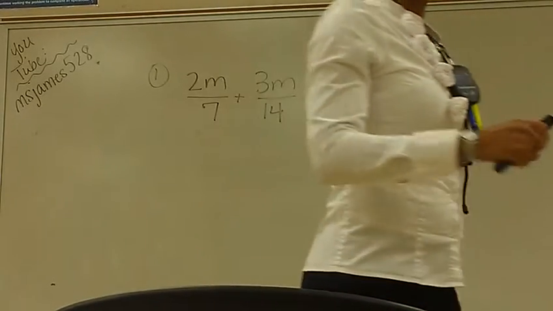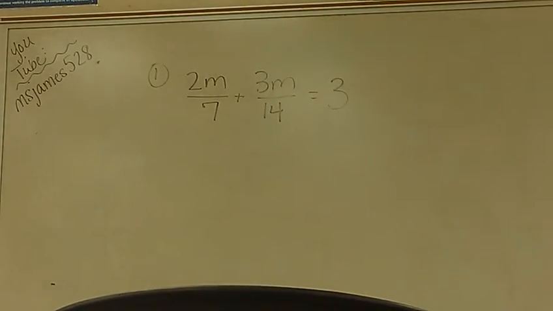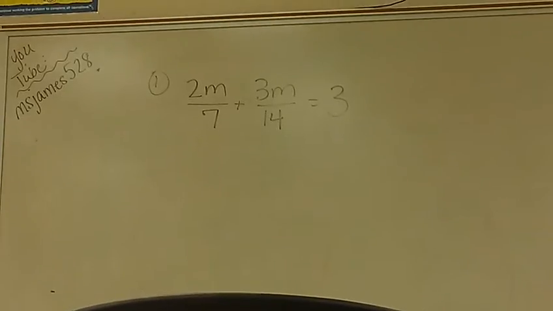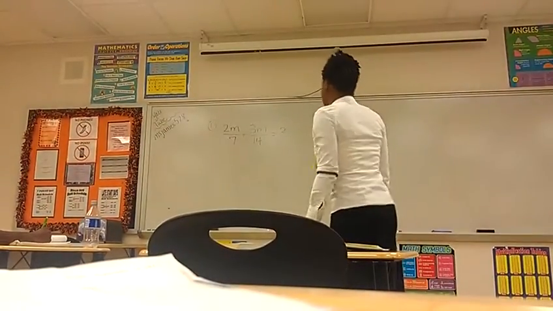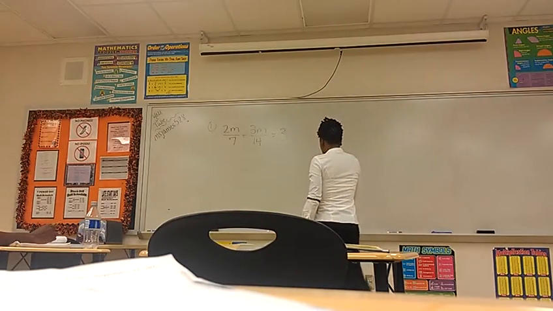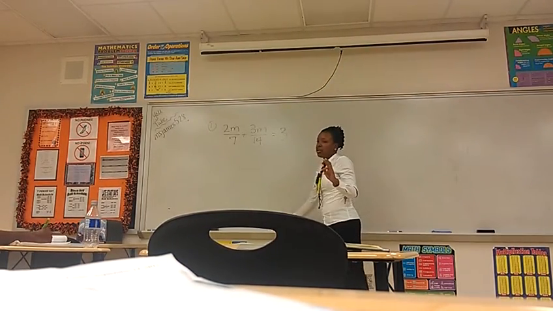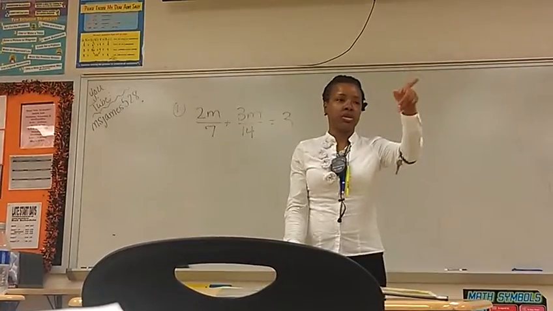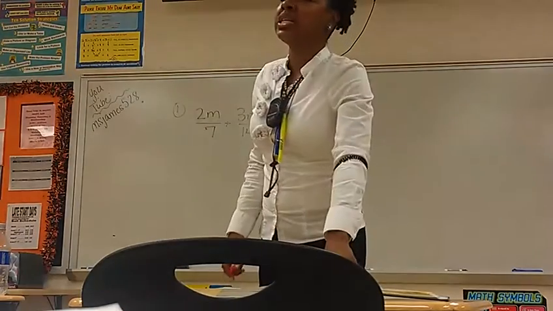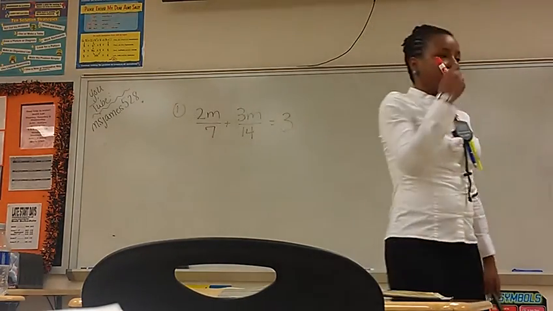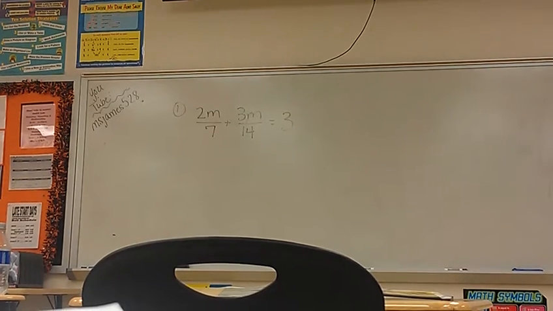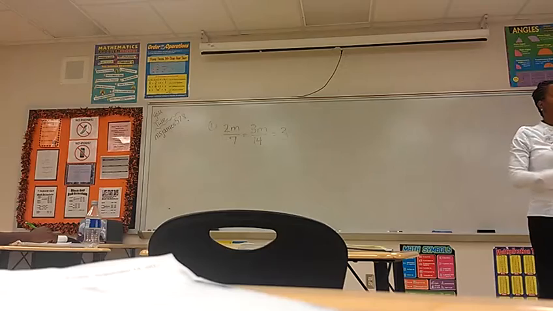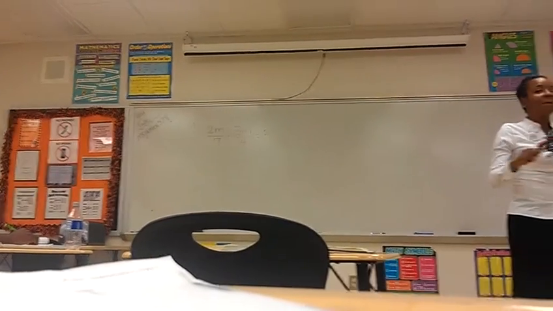The first thing we're going to do is attack the fractions. We don't want to work with fractions if we don't have to, so let's get rid of them. In the denominator, we have 2 different denominators. What are they? 7 and 14. We need a common multiple for 7 and 14. Not a common factor, a common multiple.